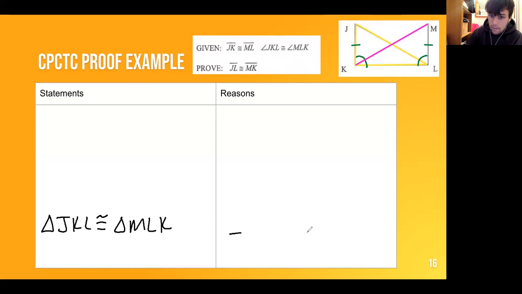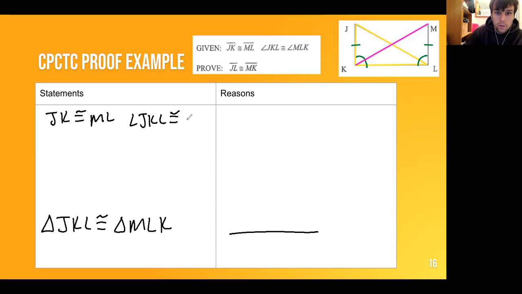Don't know how yet. One of our shortcuts. In fact, let's fill in a couple things that we know. We also know the givens will be in here, that JK is congruent to ML and angle JKL is congruent to angle MLK. These are both just givens. All right, we need to fill in this middle section. So far, as things go, we have a side pair and an angle pair. So we have an S and an A.